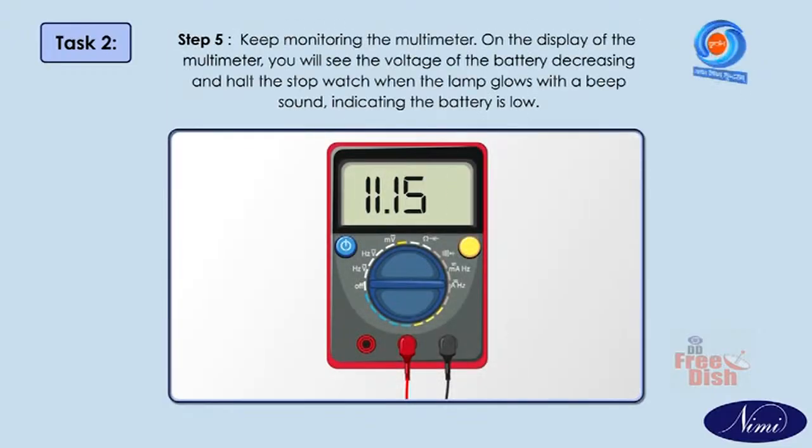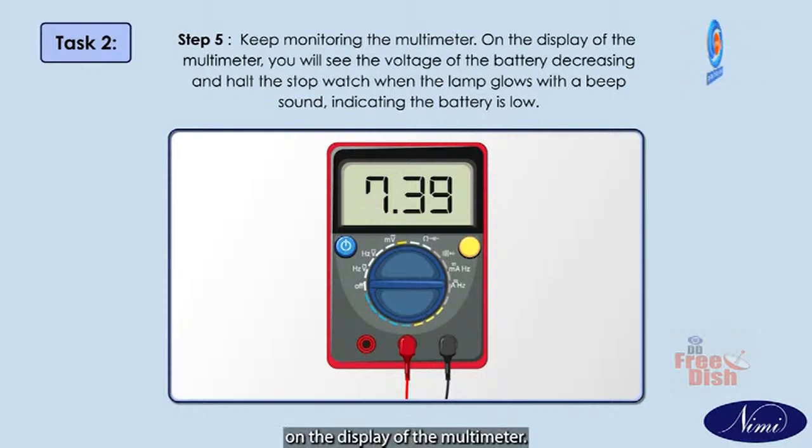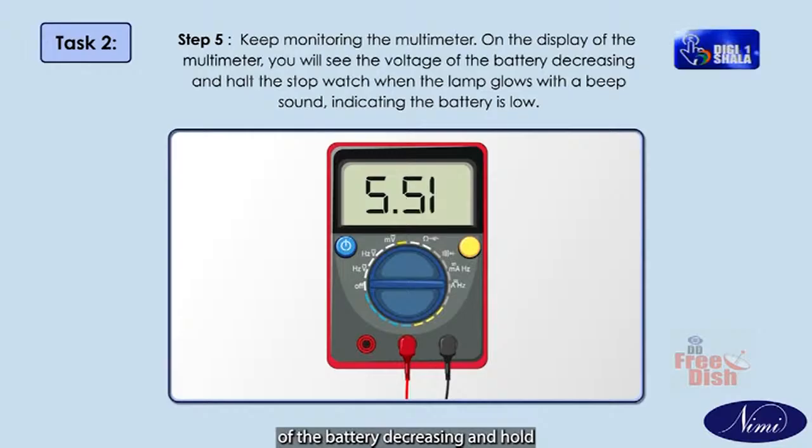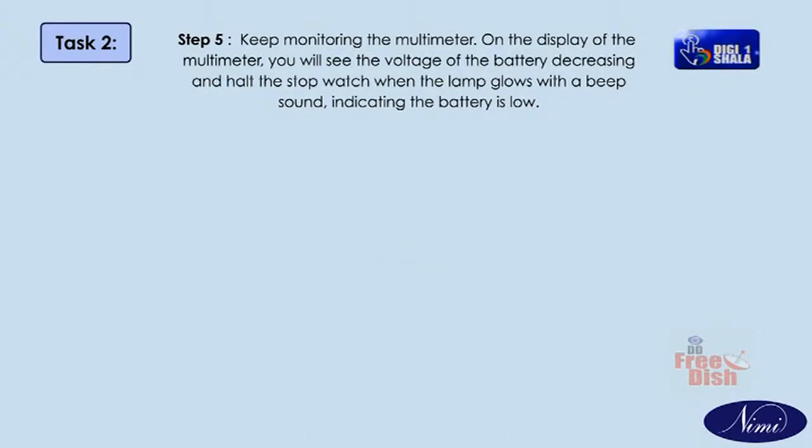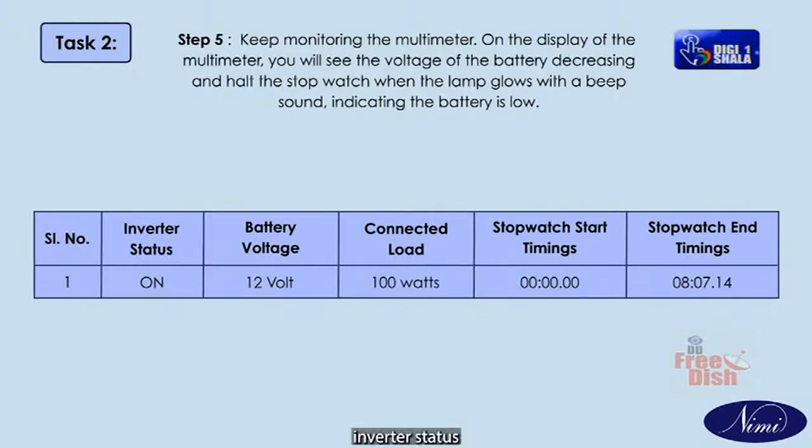Step 5. Keep monitoring the multimeter. On the display of the multimeter, you will see the voltage of the battery decreasing and halt the stopwatch when the lamp in the UPS glows with a beep sound, indicating the battery low. Serial number 1. Inverter status on. Battery voltage 12 volt. Connected load 100 watts. Stopwatch start timings. Stopwatch end timings.